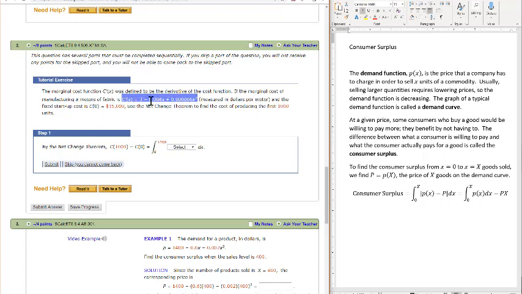3 minus 0.004x plus 0.000006x squared measured in dollars per meter, then the fixed startup cost is C of 0 is equal to 15,000. Use the net change theorem to find the cost of producing the first 1,000 units.